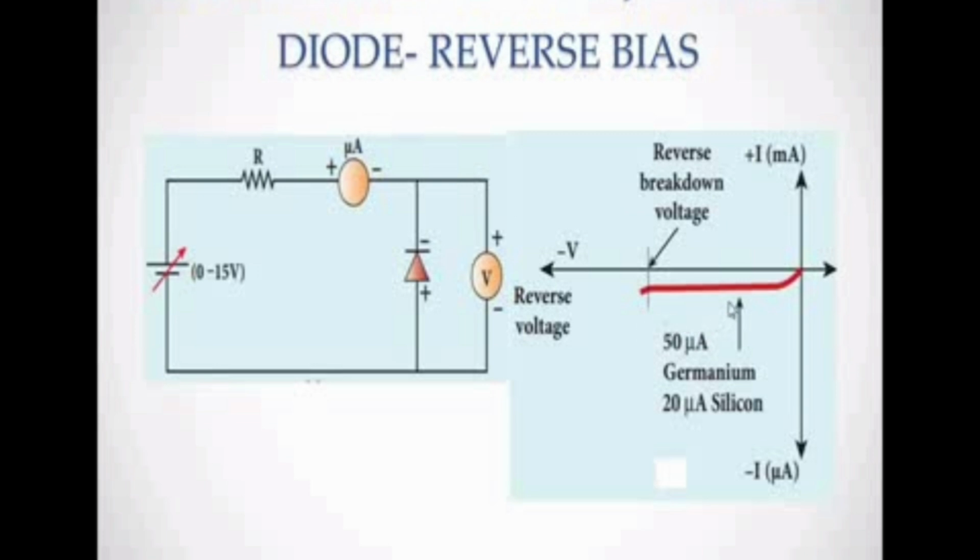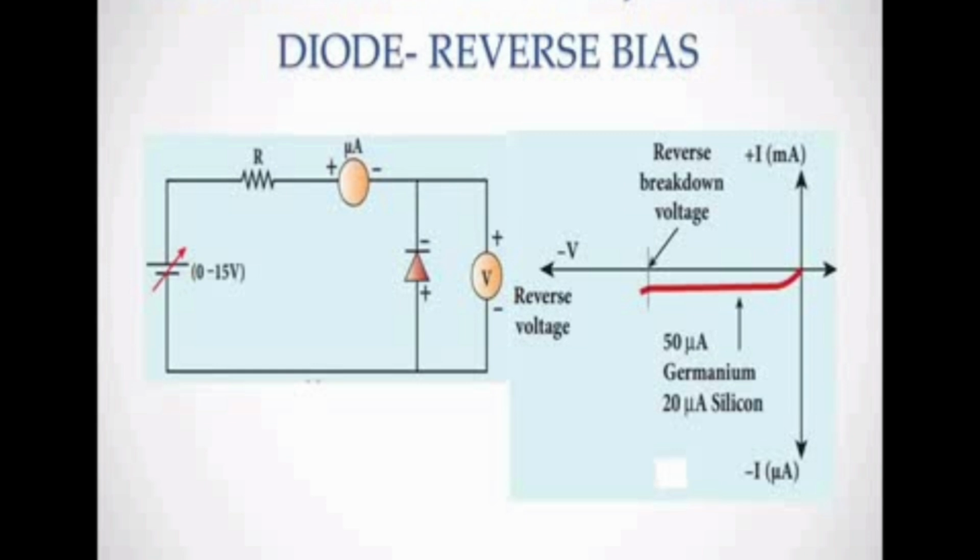In reverse bias condition, when the voltage is gradually increased, the current increases by only a very small amount. That means practically no current is flowing in reverse bias. A very small amount of current is flowing, and that current is called leakage current. It's not a flow of current, it's a leakage current.